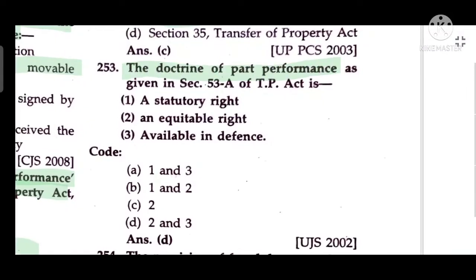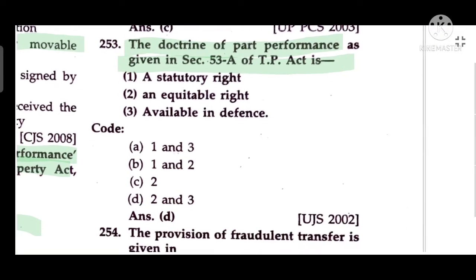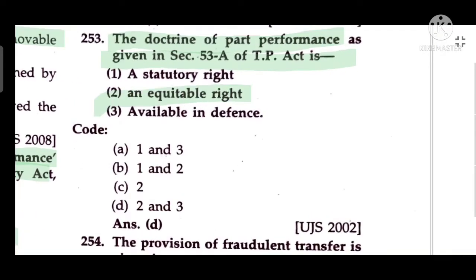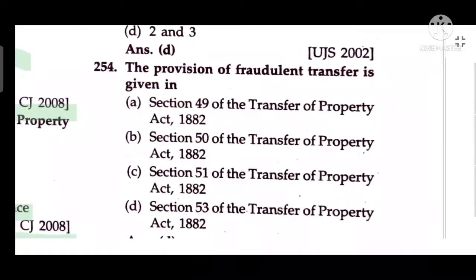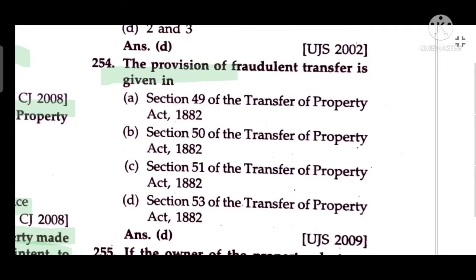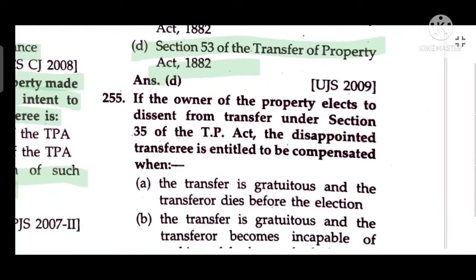Doctrine of part performance as given in Section 53A of the TP Act is an equitable right available in defense. The provision of fraudulent transfer is given in Section 53 of Transfer of Property Act 1882.